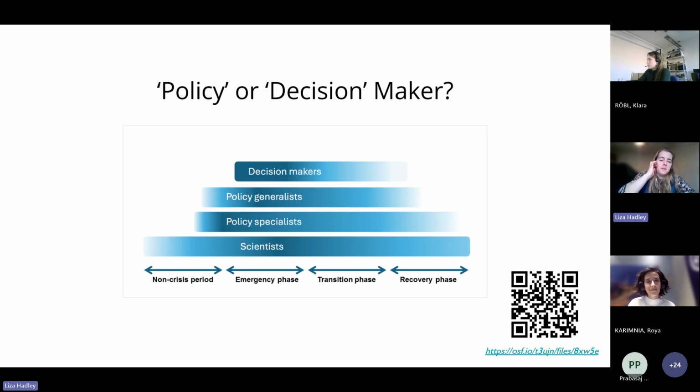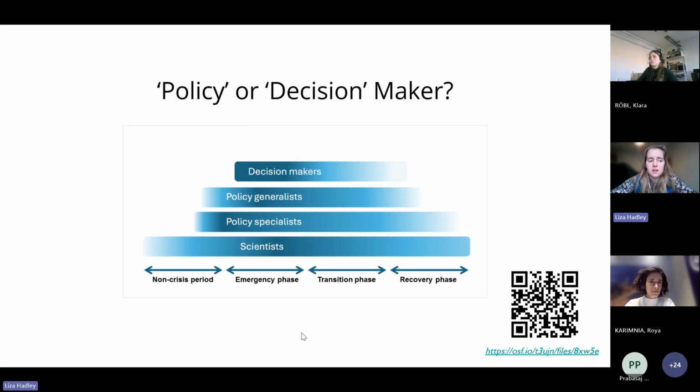We've also been thinking about the difference between a policymaker and a decision maker. So in the interview study, we did not specify exactly who the policy makers are that we're talking about. We were deliberately broad in our definition, to include anyone who was interacting with the modelling and working on pandemic responses. But there are a whole range of different actors within government. So you've got policy specialists who might be very scientifically literate, perhaps more policy generalists, and then you've got top-line decision makers.